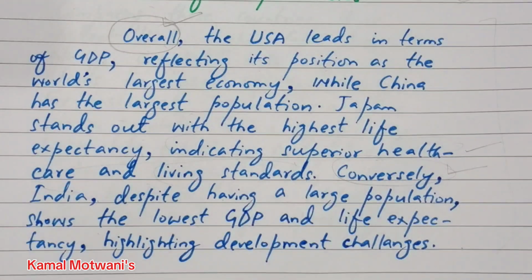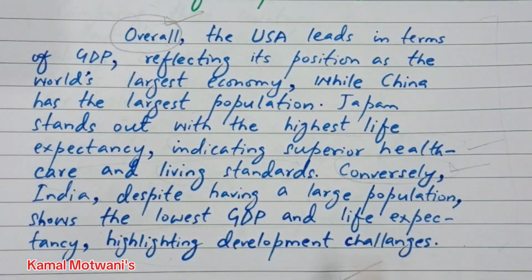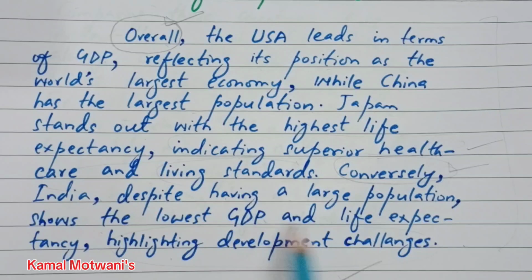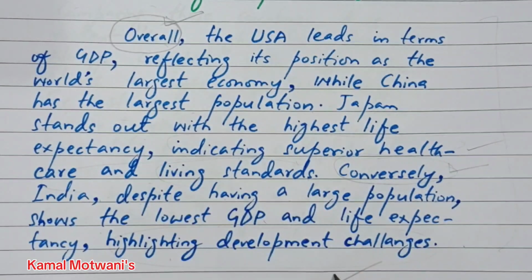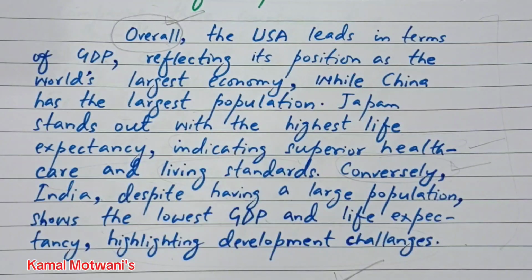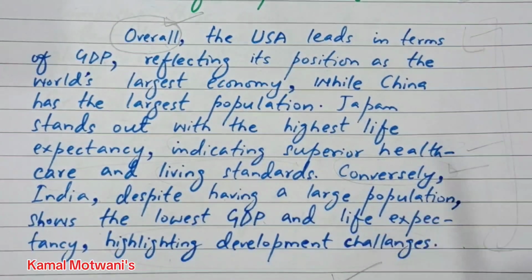Do note that. Okay, highlighting development challenges. This statement I have added myself because when it faces the lowest GDP and lowest life expectancy years, it means there are development challenges. This is how the overview or overall view is written, by highlighting the major variations in the table.